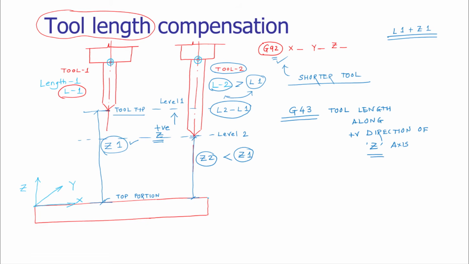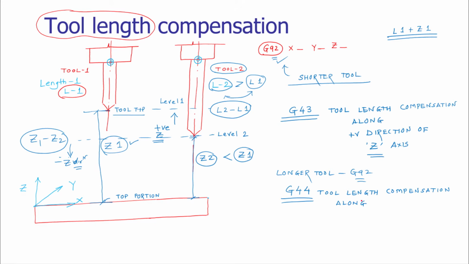Now we are setting the G92 with respect to the longer tool. So T2 has been considered for setting up the tool, the longer tool. Then the tool tip of 1 has to travel the distance of Z1 minus Z2 along the negative Z direction. So Z1 minus Z2 in the negative Z direction. When the longer tool is used for G92, we are using the G44 command, that is tool length compensation along the negative direction of the Z axis.